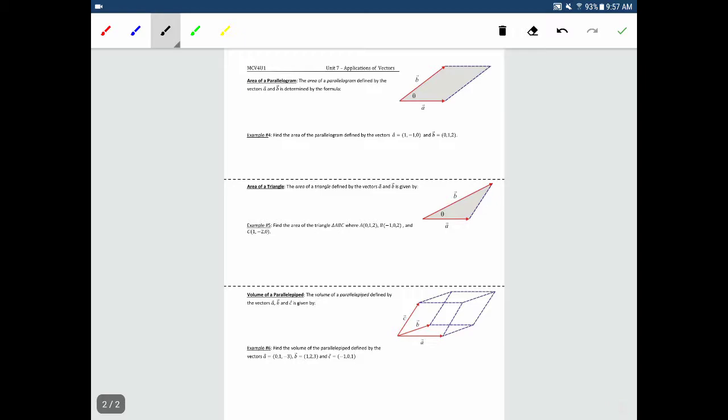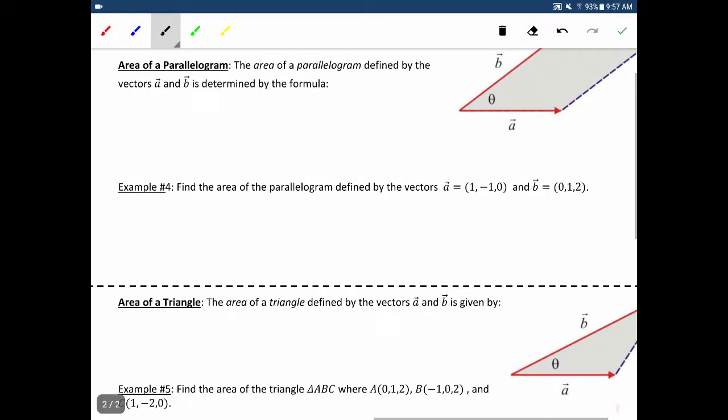All right, so let's jump over to the next one. Let's do some area questions. So there's two area questions we're going to look at. We're going to look at parallelogram and triangles. So the first one, parallelogram.